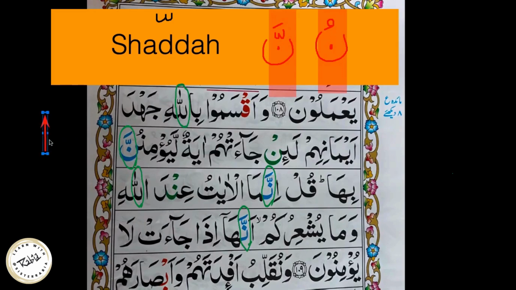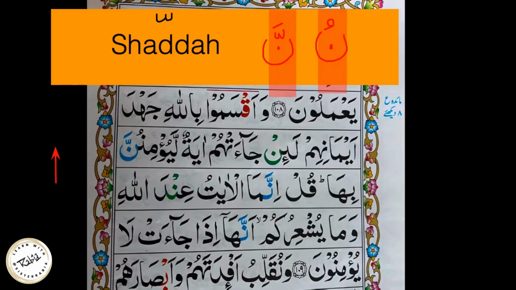Okay, what does that mean? So if a letter has a shadda, you have to go on it once and then twice. So that's what it's going to tell us. Yes, that's the shadda. Very nice. Okay, good job.